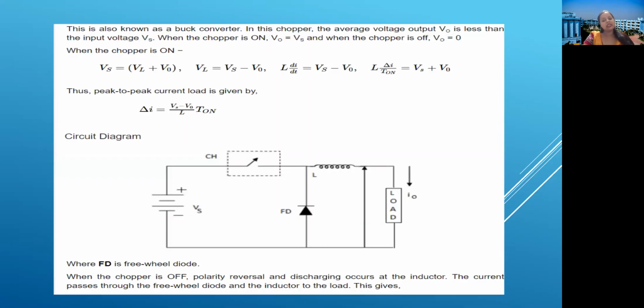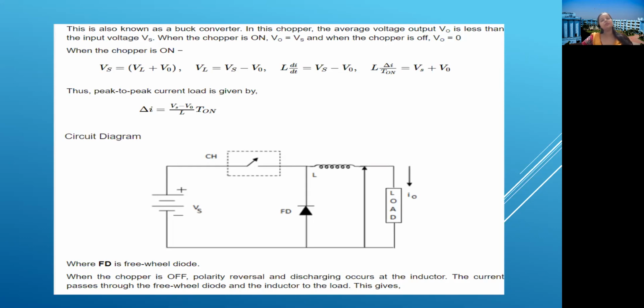Now you can see the circuit diagram. Here Vs is the supply voltage which is connected in series with the chopper circuit. This is the symbol of chopper, and from the chopper, through an inductor, the load is connected. We have already read about the freewheeling diode, right? So a freewheeling diode is connected across the load.